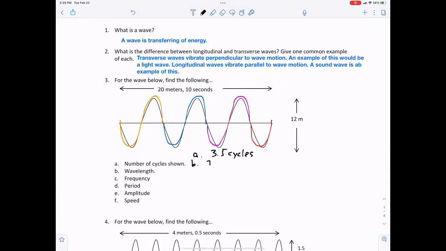Okay, now part B, we can figure out the wavelength by taking the total length divided by the number of cycles. Now, the total length is 20 meters. So we can take the 20 meters, divide that by 3.5 cycles. Put that in your calculator. You get roughly about 5.7 meters for each wave.